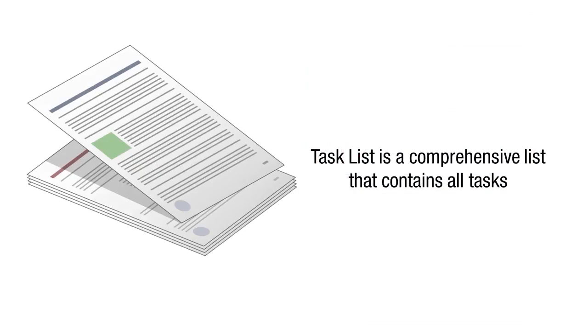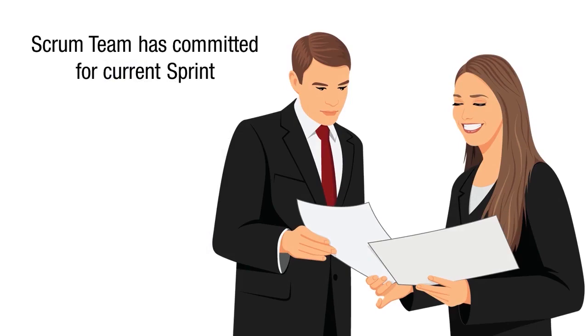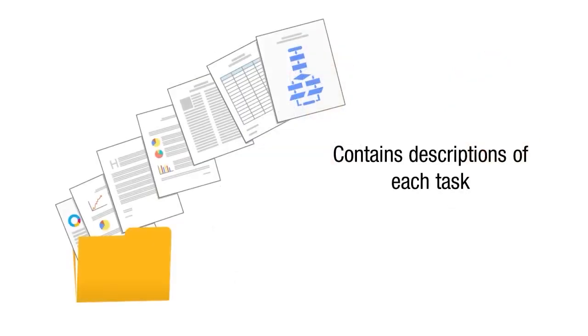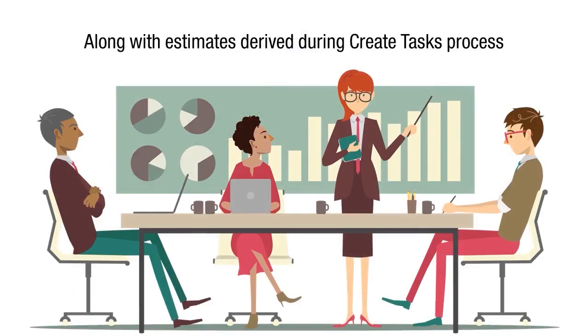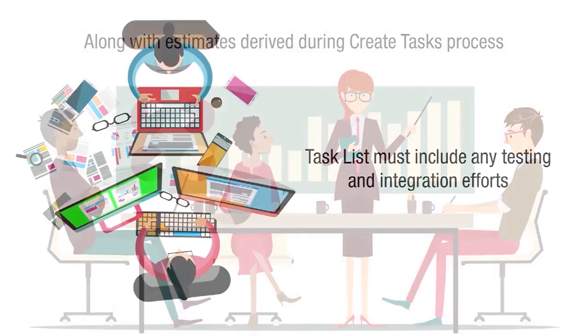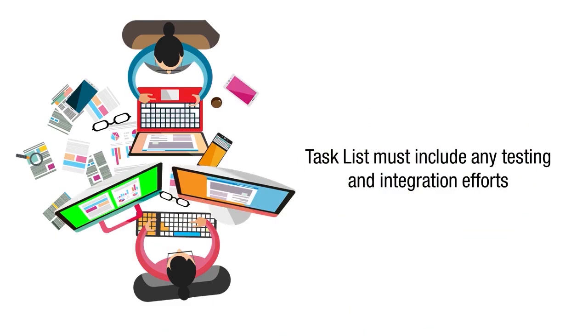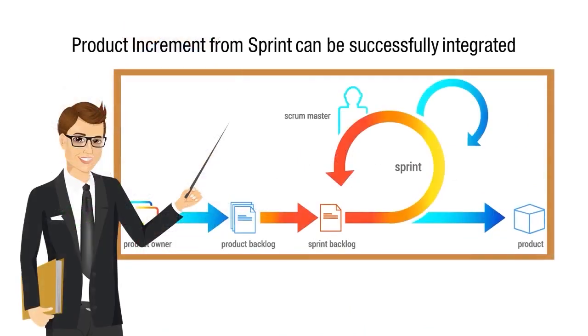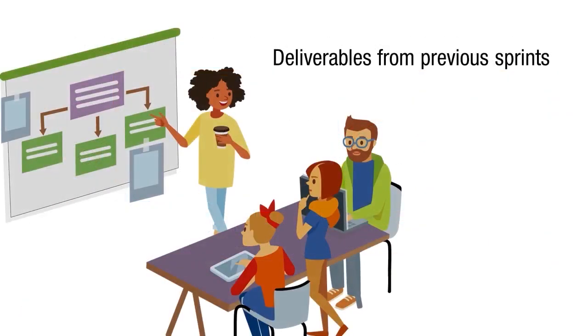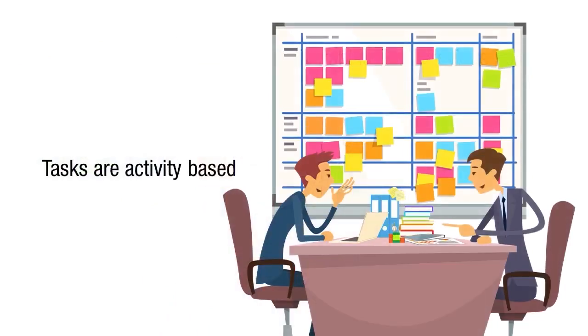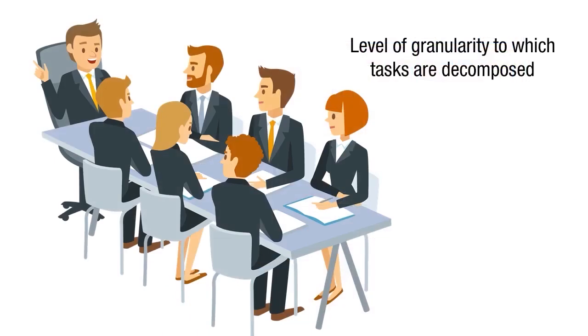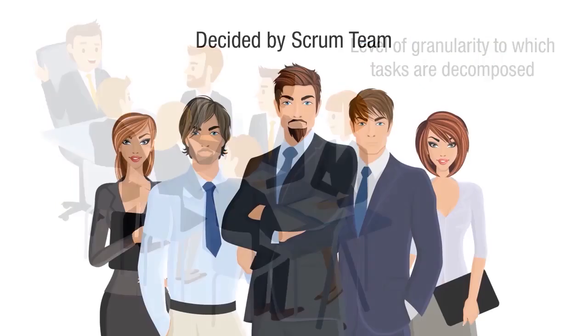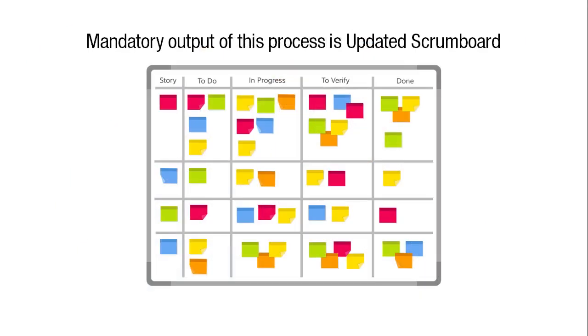The task list is a comprehensive list that contains all the tasks to which the Scrum team has committed for the current sprint. It contains a description of each task along with estimates derived during the Create Task process. The task list must include any testing and integration efforts so that the product increment from the sprint can be successfully integrated into the deliverables from previous sprints. Even though tasks are often activity-based, the level of granularity to which the tasks are decomposed is decided by the Scrum team. Another mandatory output of this process is Updated Scrum Board.